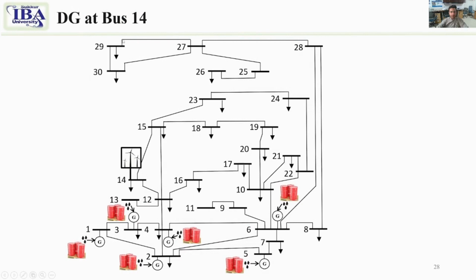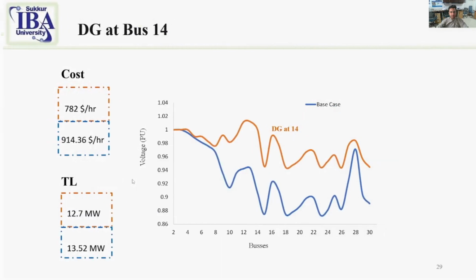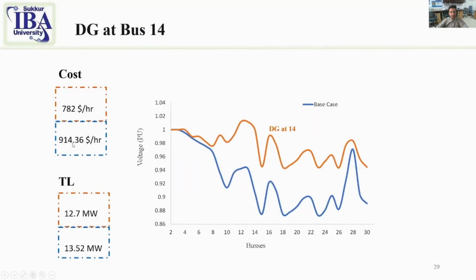Then again we put the DG at bus number 14. Then we have the result. Here you can see there's $782 per hour. This is the base case cost. Also the line loss, total losses of the base case, you can see reduced to 12.7, and also you can see the changes of the voltages that is being improved.